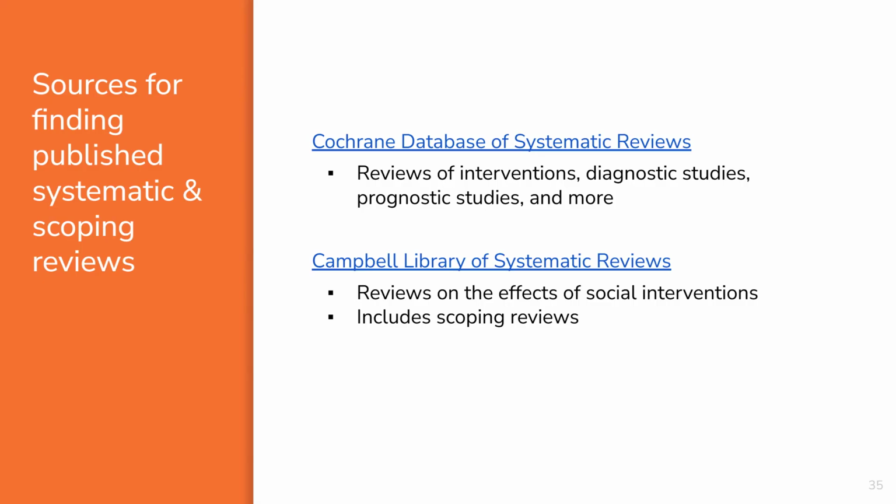While Cochrane has more of a health and medical focus for its systematic reviews, the Campbell Library is similar to Cochrane. However, despite its name, it's a database of both systematic and scoping reviews, and it's focused more on the social sciences. So let's hop into both of these databases. I can do a quick demo to show you how you could search for published reviews on your topic.